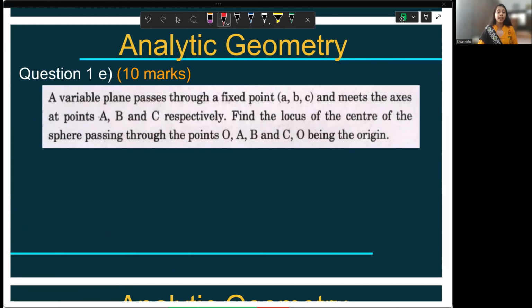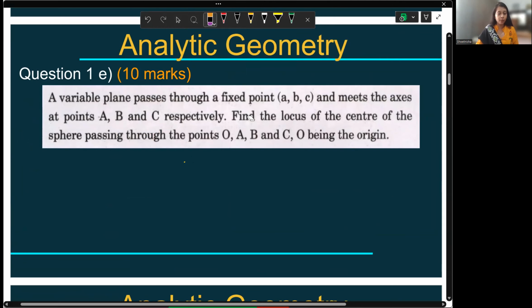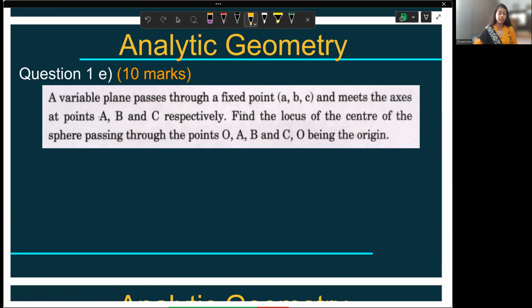So what it says is: a variable plane passes through a fixed point ABC and meets the axes at points A, B, and C respectively. Find the locus of the center of the sphere passing through the points O, A, B, and C, O being the origin. So break down the question in parts, and try to write everything in mathematical expression. For example, if they are talking about a plane, you write the equation of the plane.